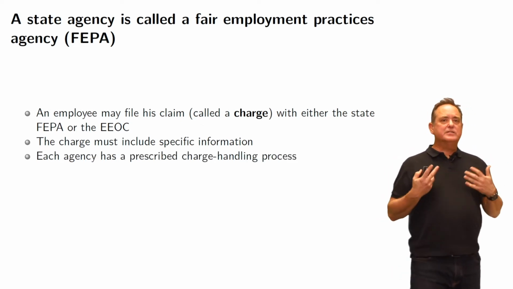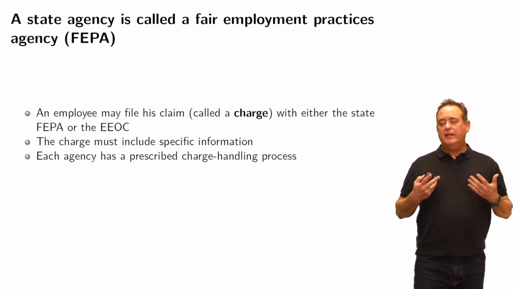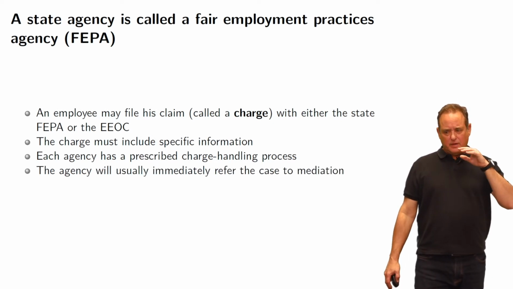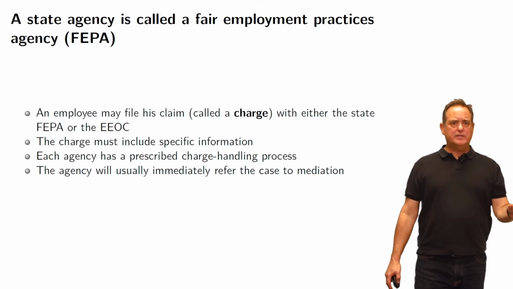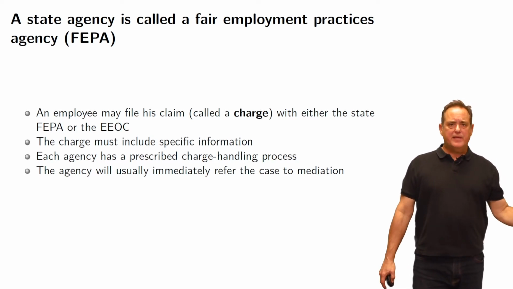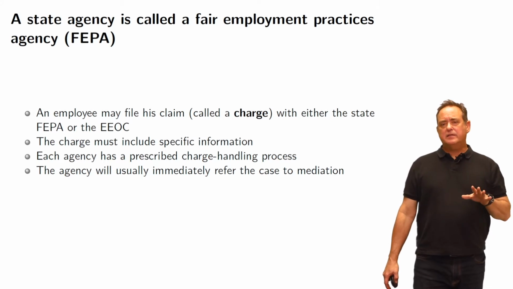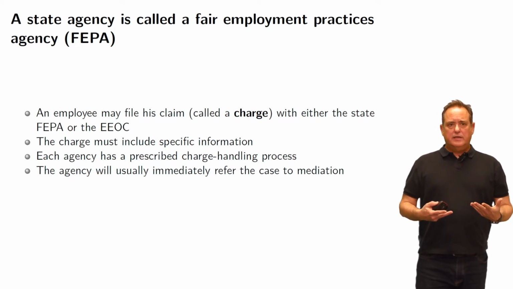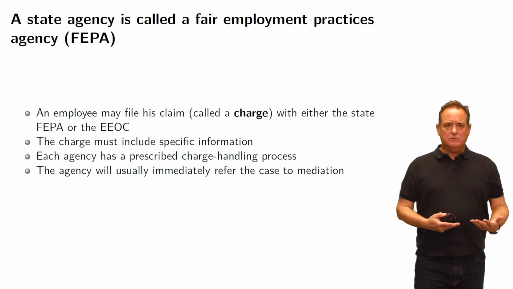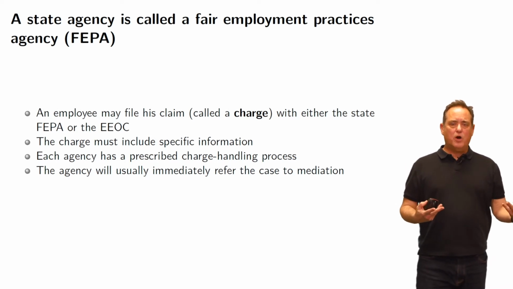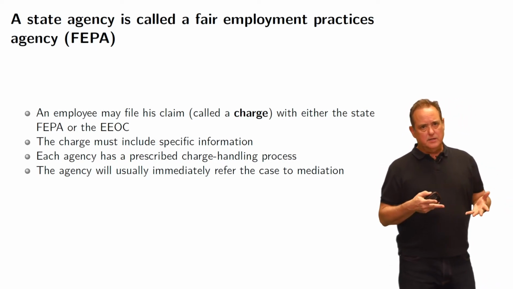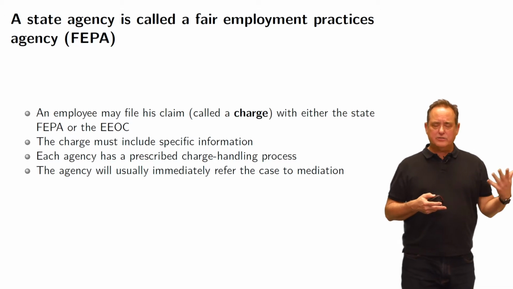And once the agency has the charge, then they have a process that will go into effect. Ordinarily, the first thing either agency does, either EEOC or state FEPA, will send the case immediately to mediation to allow the parties to talk it out. If the parties can resolve the case at mediation, then the agency has no more work to do with this case. And so the agency will usually send it to mediation immediately, just in case the parties are able to resolve it by talking to one another.